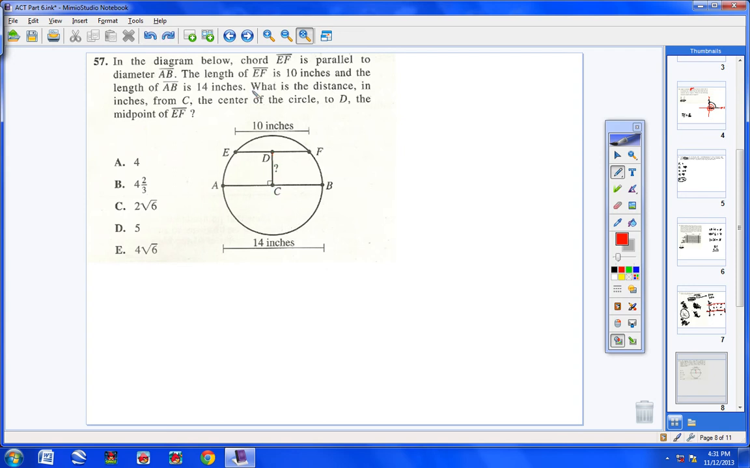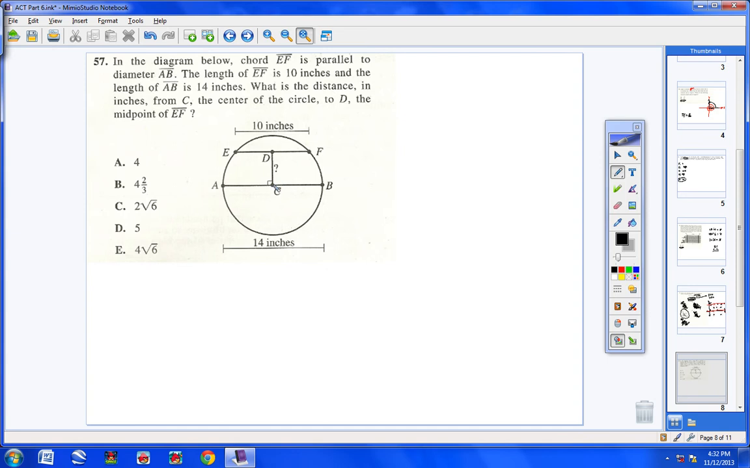Now, first of all, some students might do this. They might draw a line from D to B, like that, and then they have a right triangle. That's a good idea, not bad. But the problem with that is, remember, if this whole length here is 14, and if C is the center of the circle, then that means C is in the middle. I know the length of this line right here would be 7, half of 14. But the problem is I still don't know this side here, and I don't know this side over here, the hypotenuse. So that's probably not the best way to do it. So you got to think outside the box.